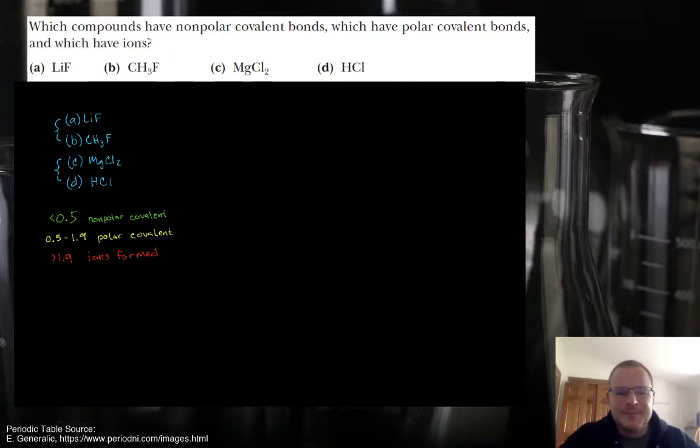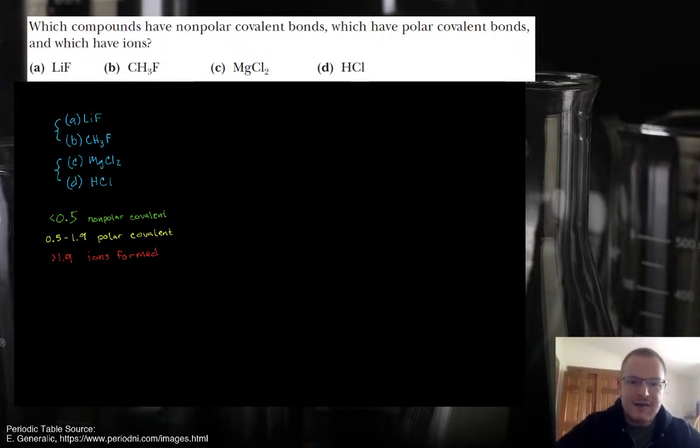Right, well, here we are. We're going to continue our conversation about Lewis structures and formal charge by attempting to answer the question: which compounds have nonpolar covalent bonds, which have polar covalent bonds, and which have ions. Now, we're going to use parts A and B to illustrate the point, and then parts C and D as just kind of exercises, because there are three basic types of bonds that we have to illustrate.